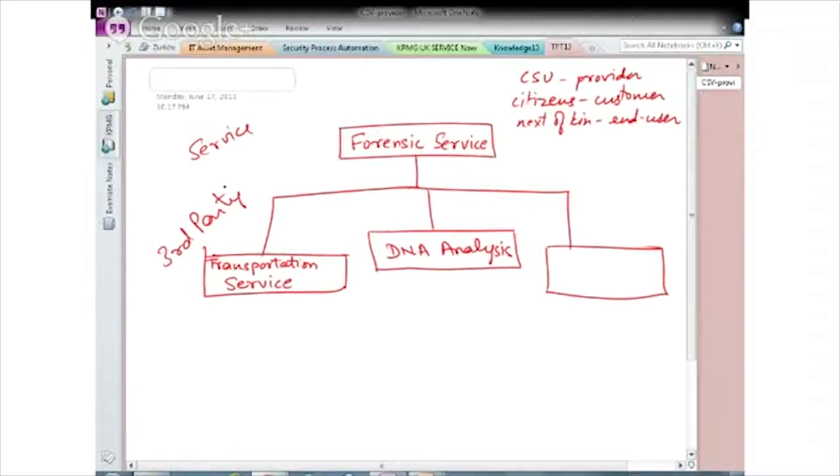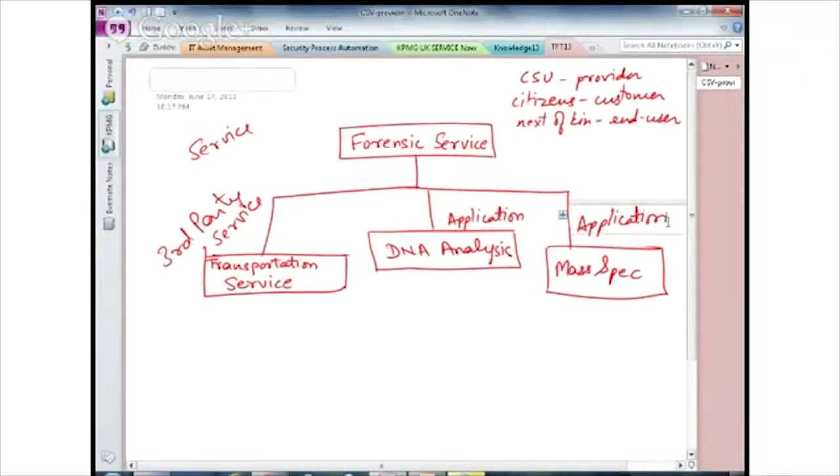Getting the dead body back to the crime lab, that's our job. So third-party service. And DNA analysis is an application. And similarly, you have another application called the mass spectrometer, which does other things. I actually don't know what it does. I just heard that one way too often in crime investigation shows. You know, CSI, NCIS, all of those things.